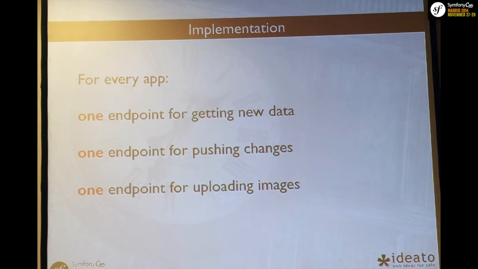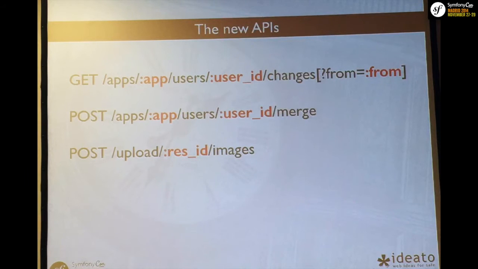And one endpoint for uploading images. We decided to keep a separate endpoint for this particular feature because in this way the data we're going to transfer and sync remains small, and we don't need to deal with big images. Okay, we transfer them, as I will explain after, in two steps. Okay, so these are the endpoints for the new APIs.